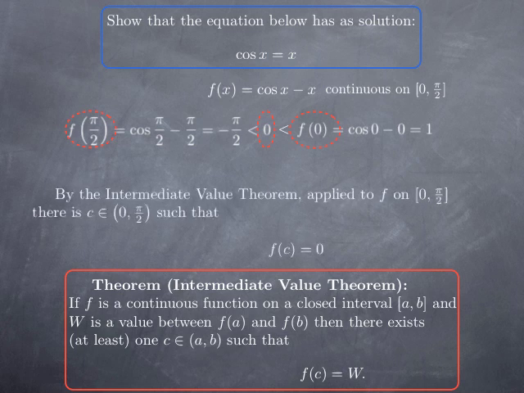So we can apply the intermediate value theorem to our function f on the interval [0, pi/2] to the effect that there is some value c between 0 and pi over 2 where the function f takes a value 0. But if f takes a value 0 at c, then c is a solution of the equation cosine x equal x.